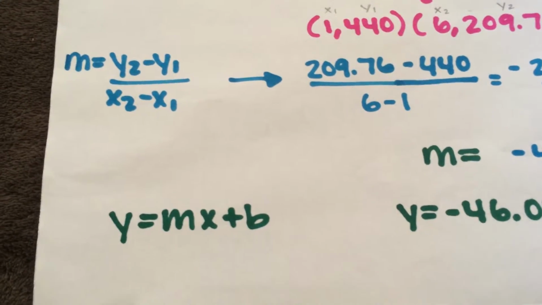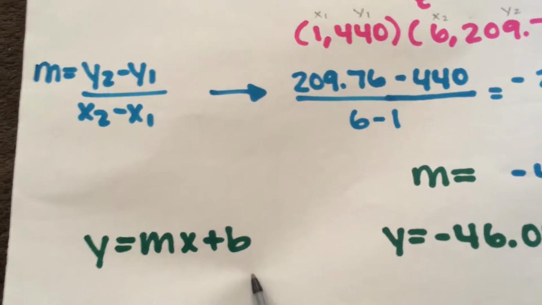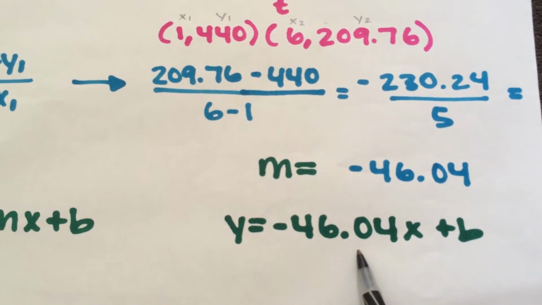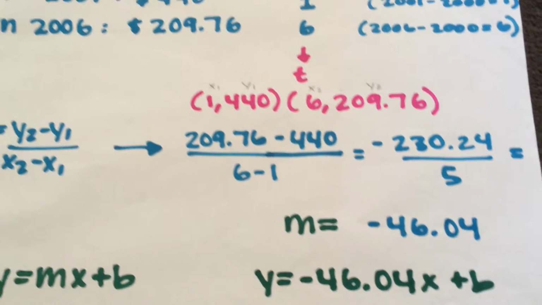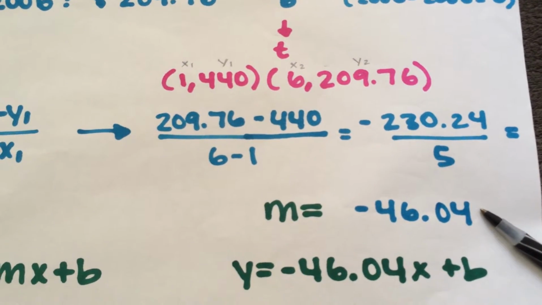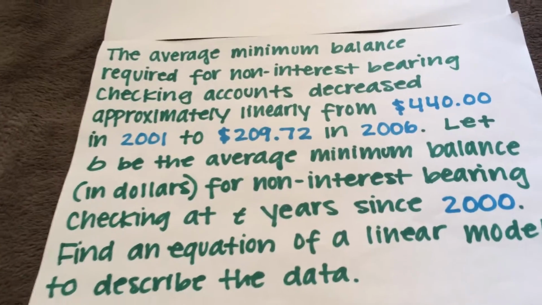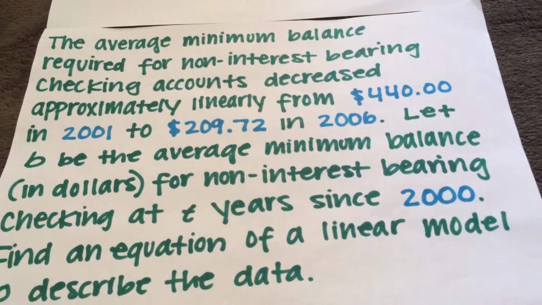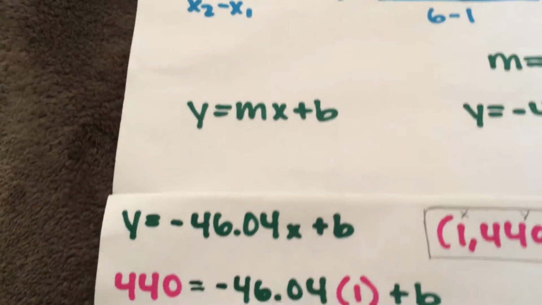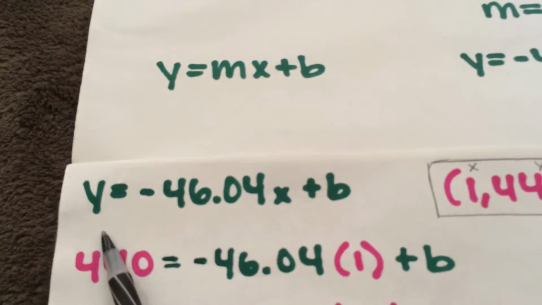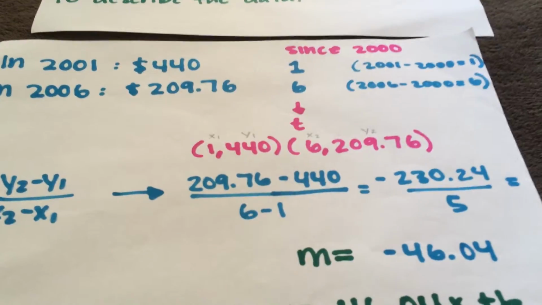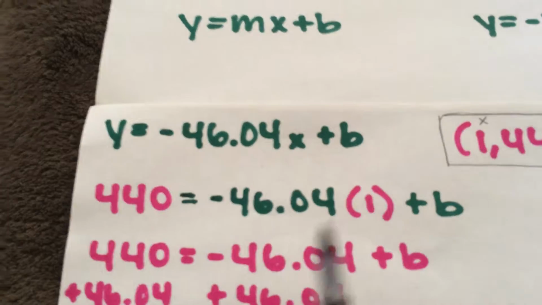Now the slope-intercept form is y equals mx plus b. We could just plug that m into this equation: y equals negative 46.04x plus b. Now what m, the slope, represents is the average minimum balance that has decreased since the year 2000. So there we got y equals negative 46.04x plus b. Now again, there are 2 points that we got earlier. Now we just need to solve for b.